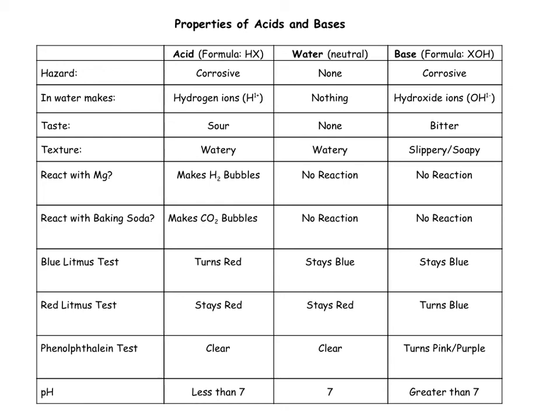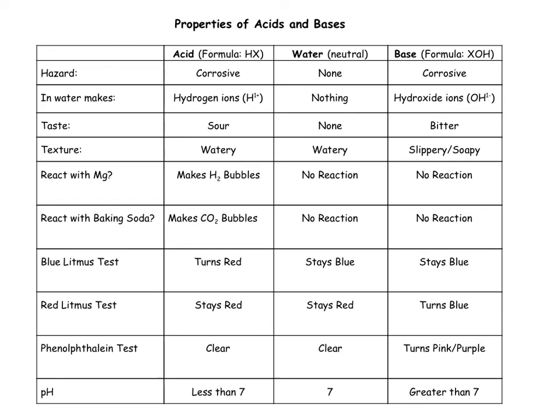The other very common indicator is called phenolphthalein. It's kind of hard to spell. It's got this awkward PHTH in the middle there. But this chemical here, it stays clear in an acid and in a neutral solution, but it turns this nice pinky purple color when it's in a base. Again, whenever you see a color change, then that's a positive test, or you can truly identify your solution.